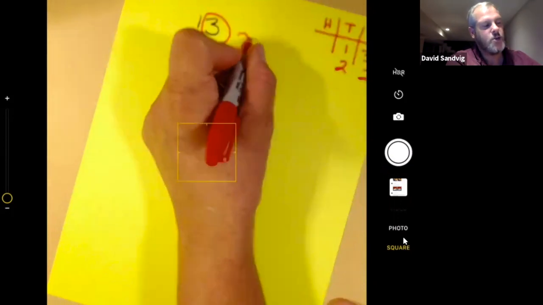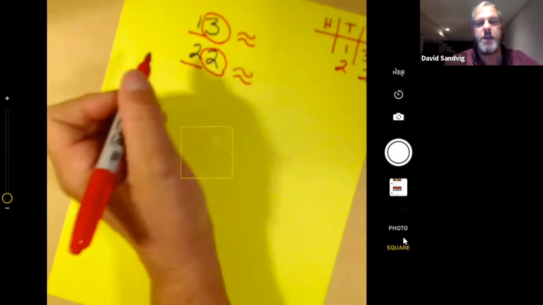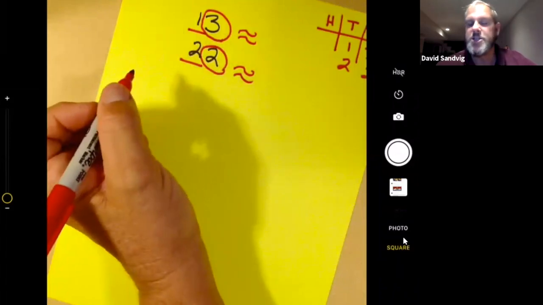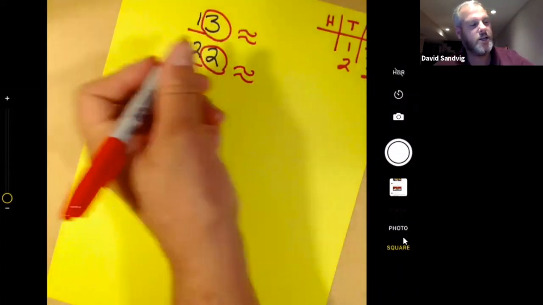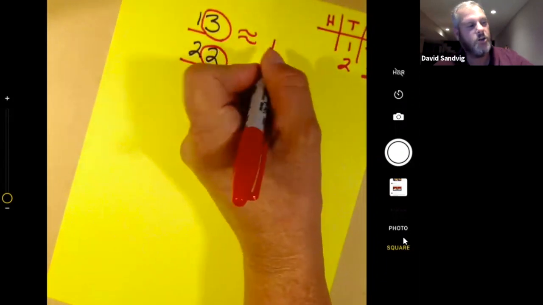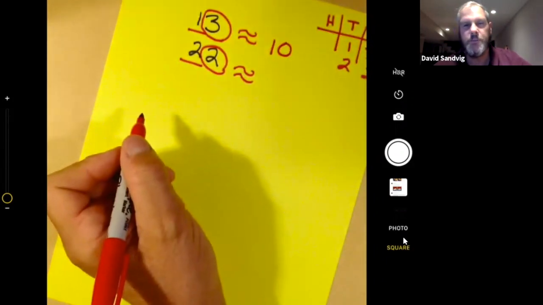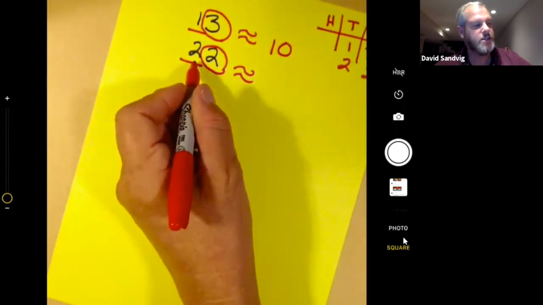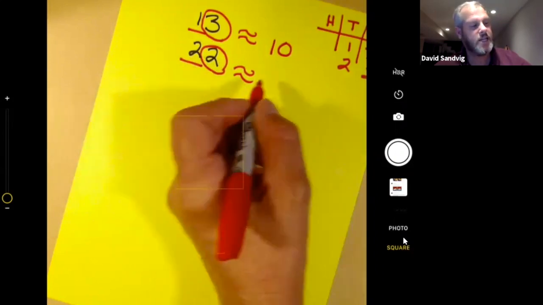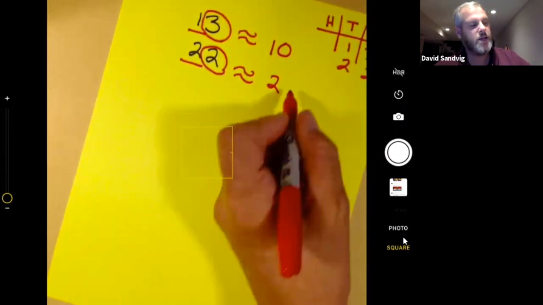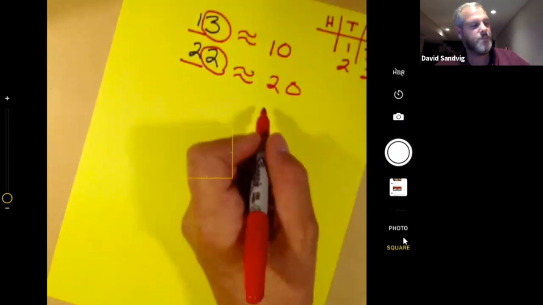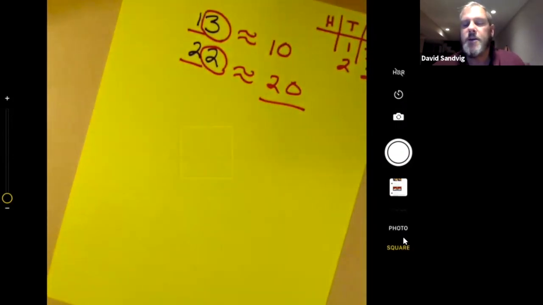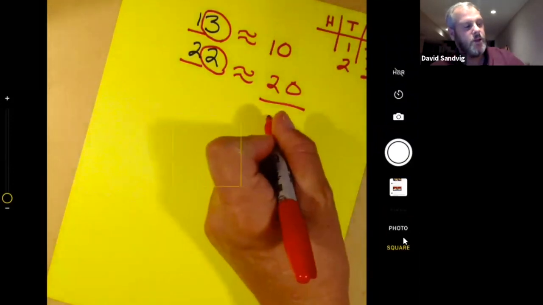Then we simply ask the questions that we know for basic rounding. 3 is 4 or less, so the underlined number stays the same and all numbers to the right go to 0. 2 is 4 or less, so the number that is underlined stays the same and all numbers to the right go to 0. When you add them together to get the sum of the numbers, you are estimating 30.